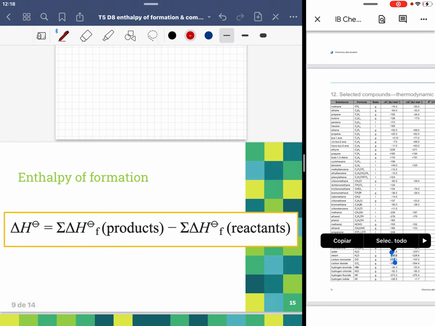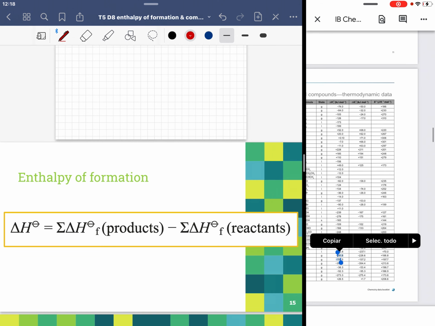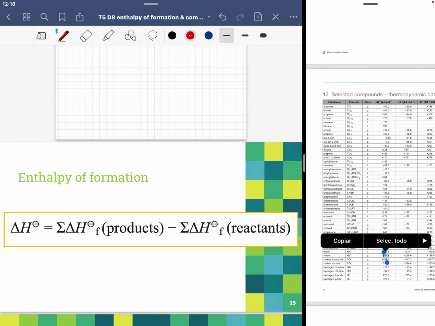So we can summarize this by looking at the formation data. We can add the delta H of formation for the products and subtract the reactants. We just proved that to ourselves by looking at the intermediates and seeing how we have to flip the sign.